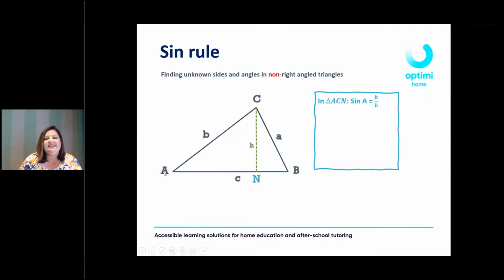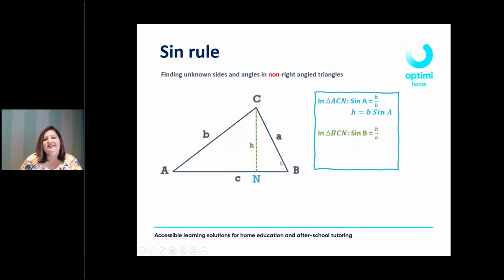Right. So if I look at triangle ACN, I know that sin A is my opposite, which is a, over my hypotenuse, which is b. So we've done that, and you should know that with regards to your trigonometric ratios. And just to get my h alone, I multiplied my b on that side, so h is equal to b sin a.